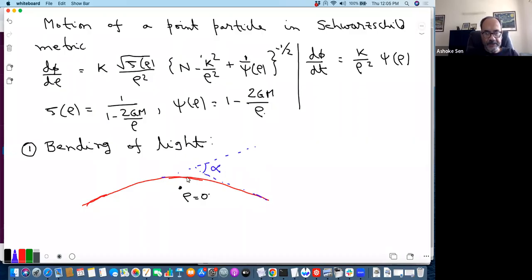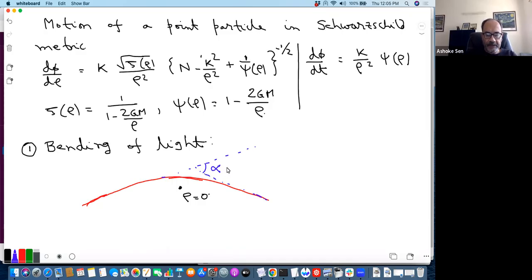So if we observe the star, it would appear as if it's at a different position in the sky than what it really is, because the light from the star is coming to the observer along a curved path. The observer, if we didn't know about the existence of this massive object, will simply think that the light is coming from somewhere in this direction. And hence the apparent position of the star in the sky will change.